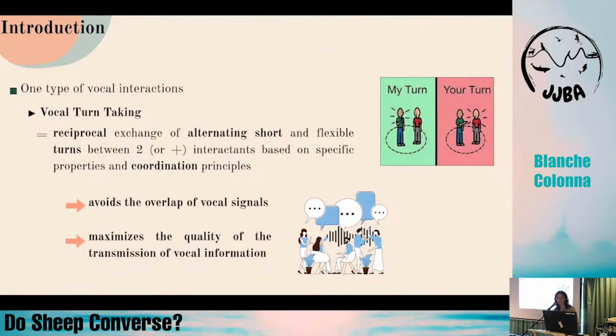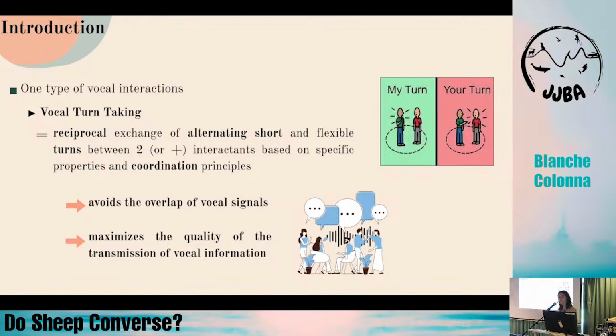But what is it? This is a reciprocal exchange of alternating short and flexible turns between interactants based on specific properties and some coordination principles. It will avoid the overlap of the vocal signals between the interactants and also minimize the response delay between the interactants in order to maximize the quality of the information that is transmitted.